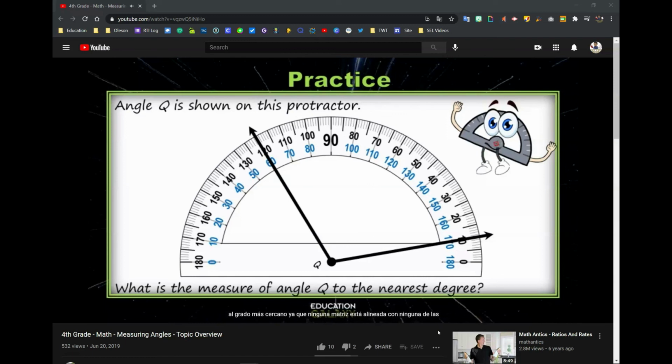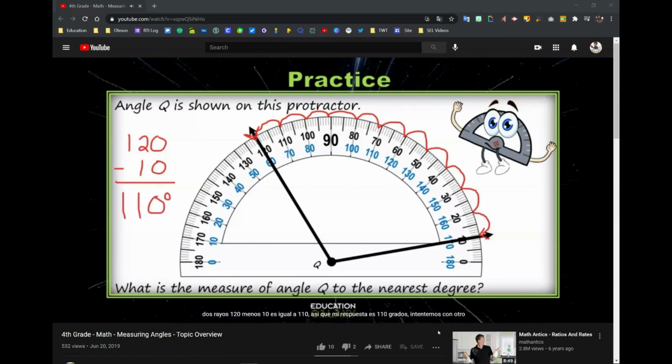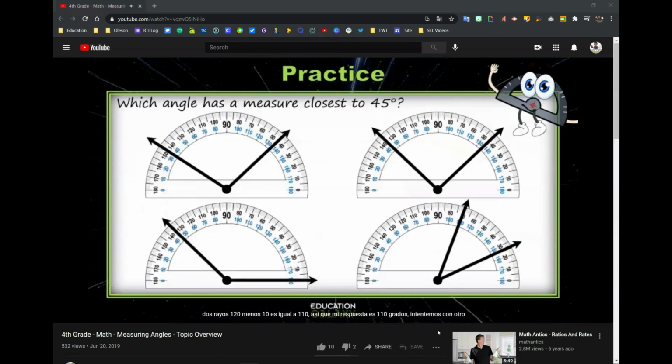Since neither ray is lined up with either of the zeros on the protractor, we need to count the degrees between the two rays. If we look to the outside scale, I see that one ray is pointing to 120 degrees and one is pointing to 10 degrees. So we need to subtract to find the degrees between the two rays. 120 minus 10 equals 110. So my answer is 110 degrees.